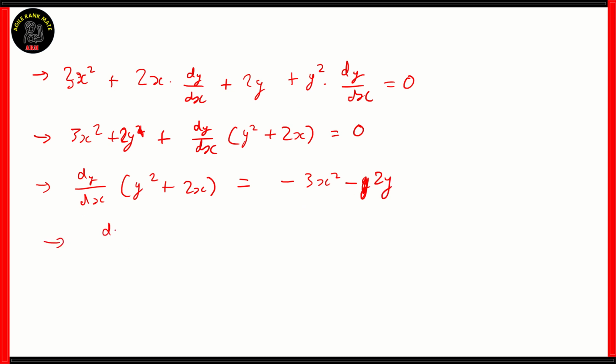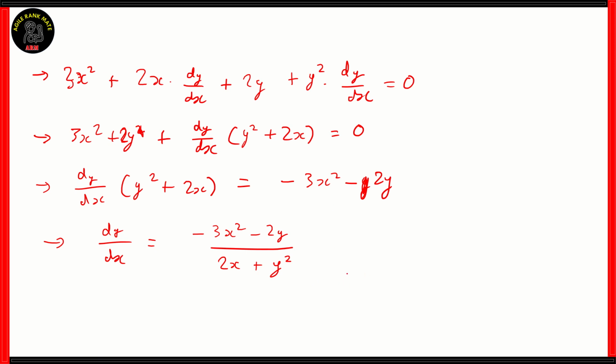In order to keep dy by dx by itself on the left-hand side, the y squared plus 2x is brought to the right-hand side, so it goes under the numerator, so it's a denominator here. So what we get is minus 3x squared minus 2y divided by 2x plus y squared. So this is the differentiation. This is the value of dy by dx at any point along the function which we have.